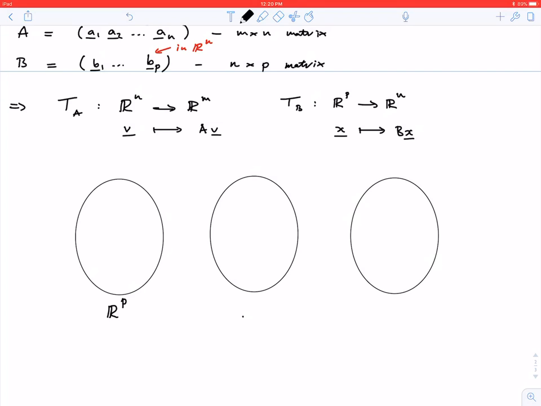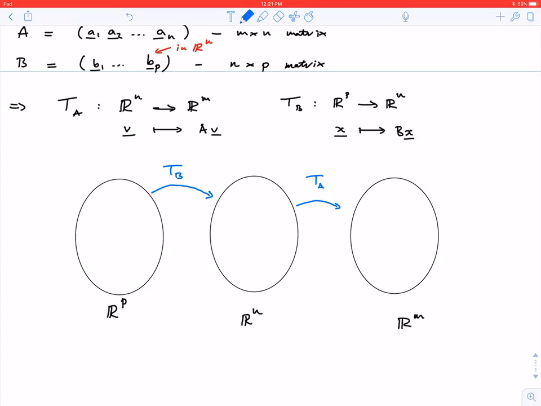I'm going to imagine this guy here is Rn, and this guy over here is Rm. Now I know they all look the same, they're not truly the same, but I can't write them down. I can do my best to demonstrate things. So here's the plan. I'm going to map from here to here using TB, and then I'm going to map from here to here using TA.